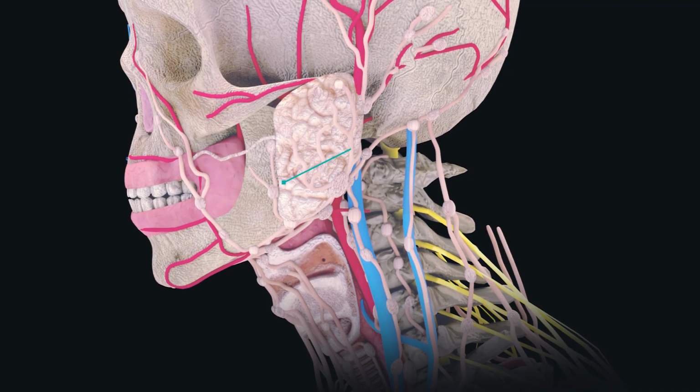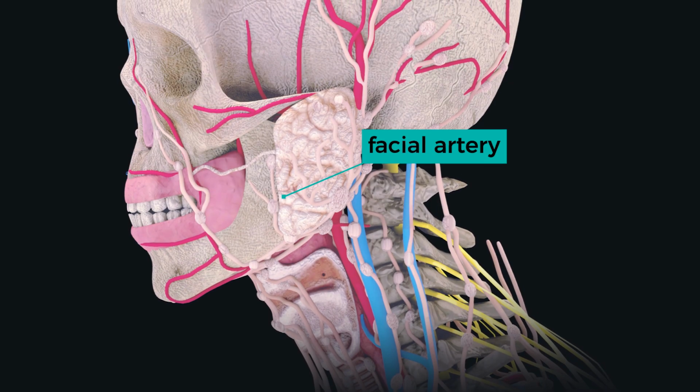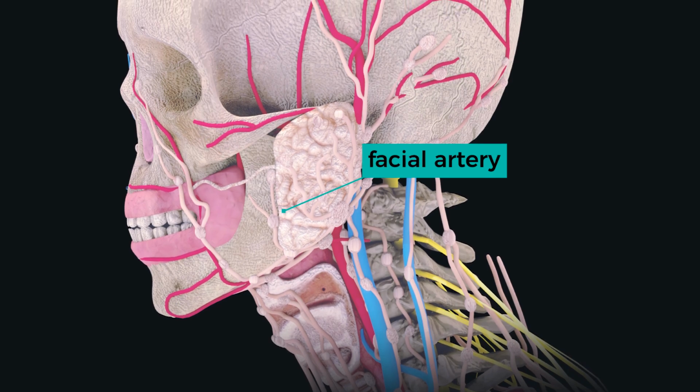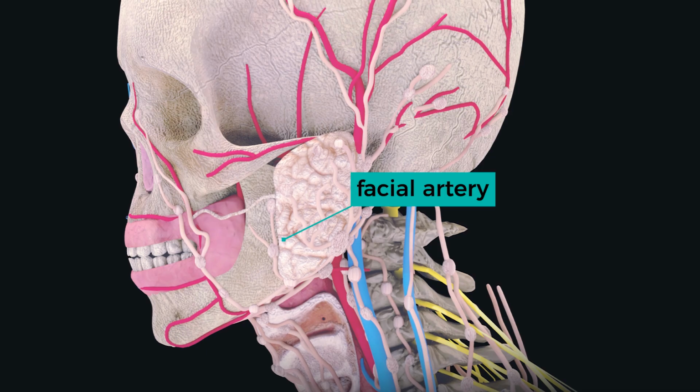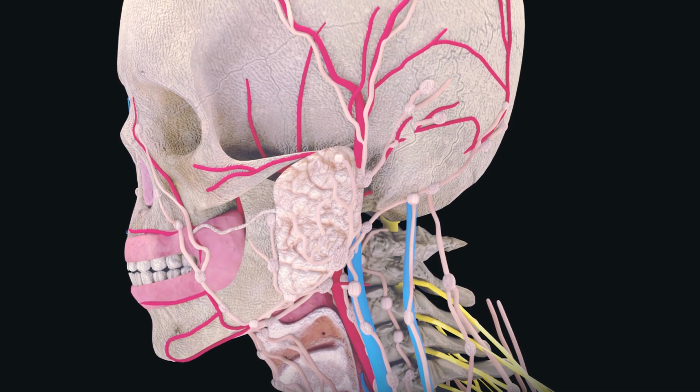In this video, we'll be covering the facial artery and its main branches as well as other important arteries like the supraorbital, supratrochlear, infraorbital, and many more. Let's start with the facial artery, which is one of the most important vessels supplying the face. The facial artery originates from the external carotid artery and it runs along the side of the face, supplying blood to the muscles of facial expression, the skin, and various structures.